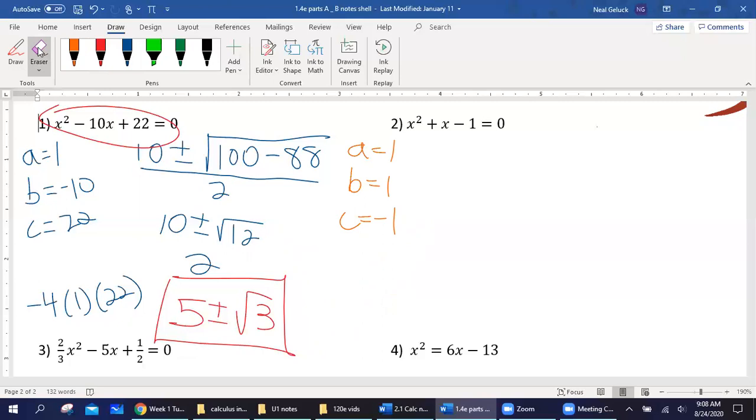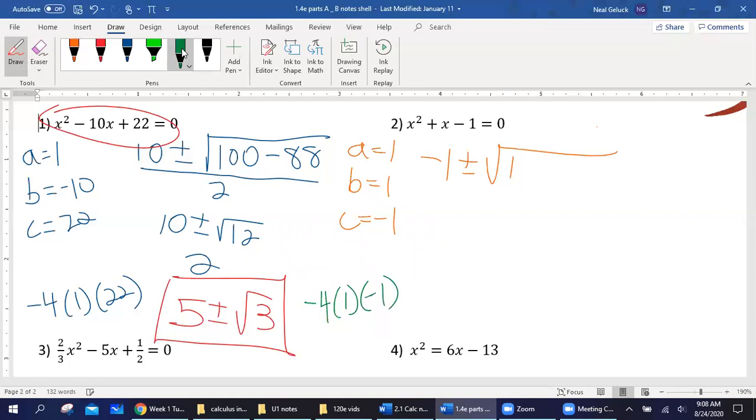So negative b, so that's going to be negative 1, plus or minus the square root of b squared. So 1 squared is still 1. Again, off to the side, negative 4ac. Be careful here. So that's negative 4 times 1 times negative 1. So that's going to become positive 4, which in the end is going to become positive 5. Again, be careful of that.